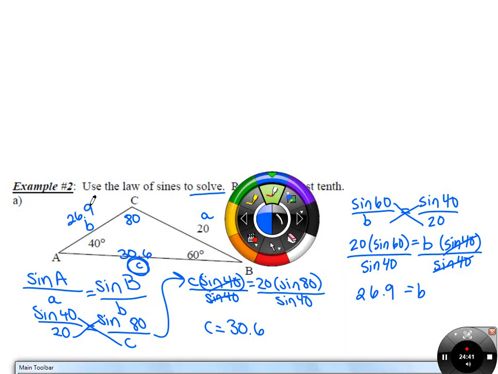Does anybody remember something from geometry that could enable you not to like check your answers like to the nearest tenth, but just to make sure that your answer makes sense? Do you guys remember any theorems from geometry that told you about the angle size and how that related to the side length of a triangle?